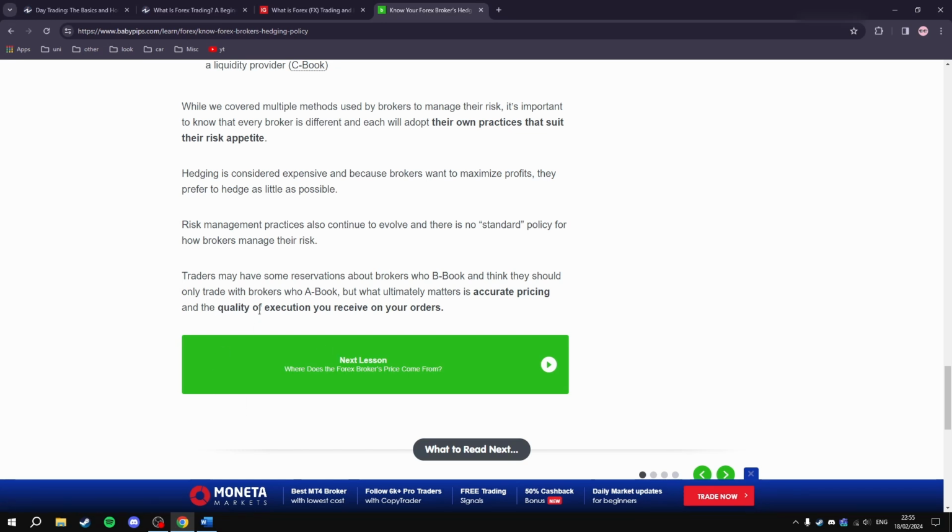Traders may have some reservations about brokers who B-book and think they should only trade brokers A-book, but what ultimately matters is accurate pricing and the quality of execution you receive on your orders.